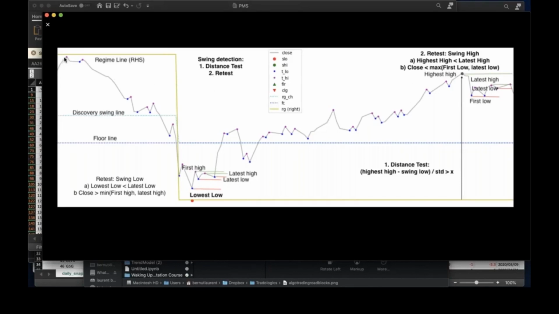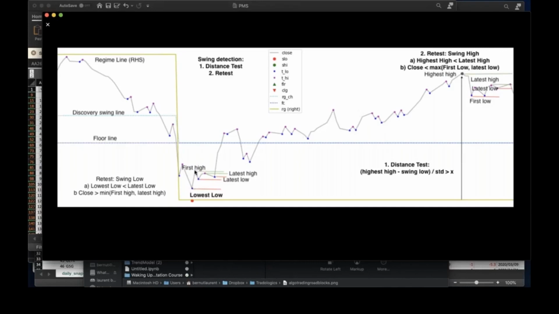Now the retest, what is a retest? Let's follow the chart here. Market goes down, down, down. As you can see, low, high, low, high, low, high, and then low, high, and then boom. It will continue to record the low. And from the lowest low, it has to be the lowest low, and it has to be the highest high.